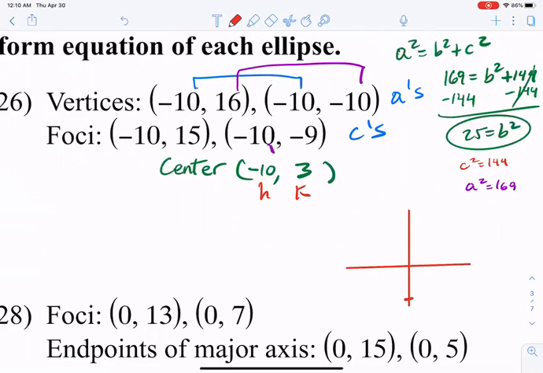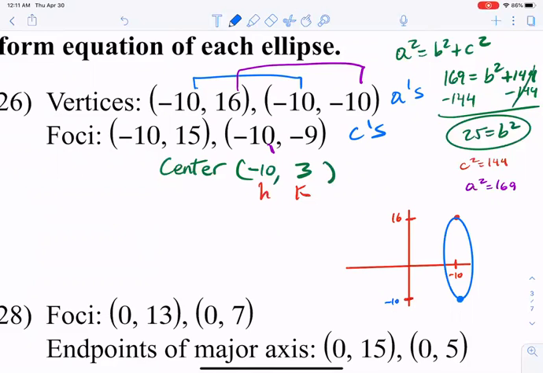Let's plot the vertices. This is negative 10 for x. So the negative 10 is around here. And let's assume that 16 is around here somewhere, and that's here. And then the other point is negative 10, negative 10. So that will be around here somewhere. That's here. And then what I need to do is just draw the ellipse. So this is my picture. Well, that's not an ellipse, no. This is an ellipse. Okay, so I know already that this is a vertical major axis, and I mentioned that before, right? The only thing moving is the y-axis, so we already know that.